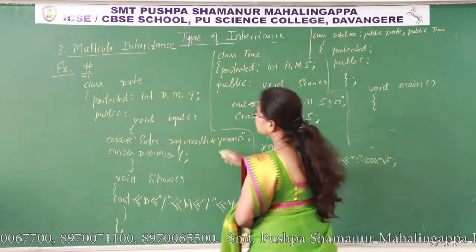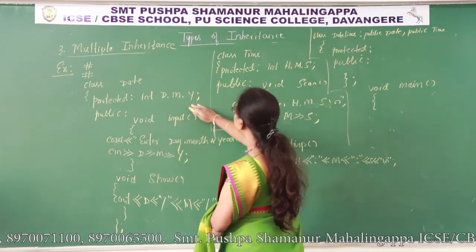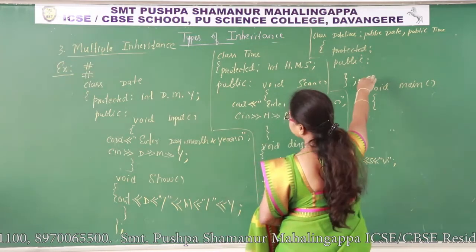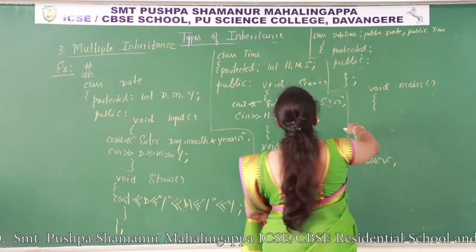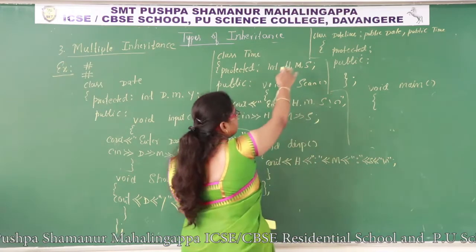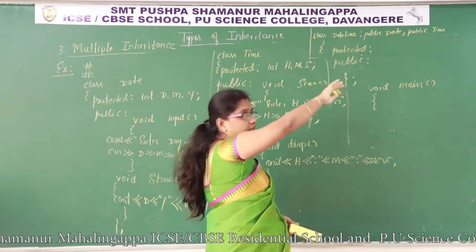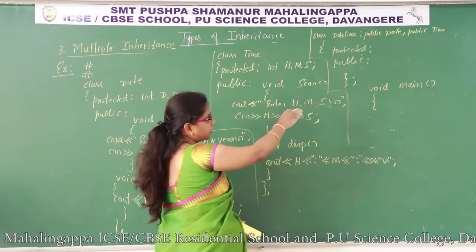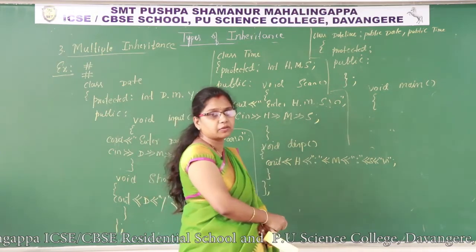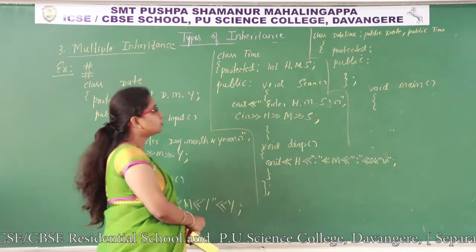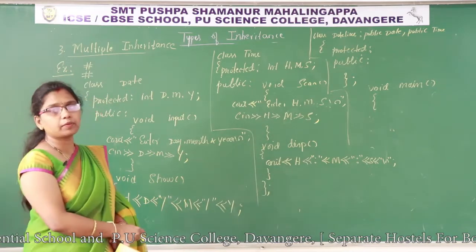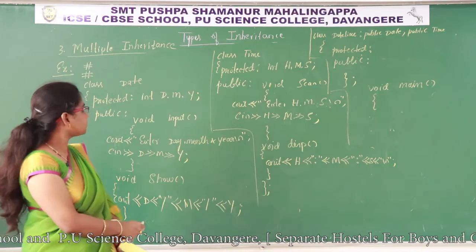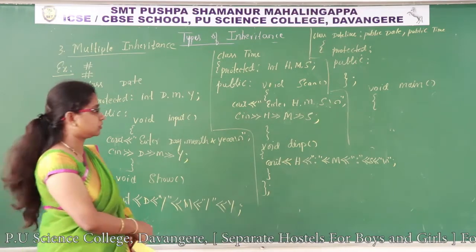See, these are protected members, and protected members are inherited to the protected section of the derived class, and public members are inherited to the public section. Similarly for the other class. In total, the public section of the derived class, that is date time, contains 4 member functions and 6 data members.